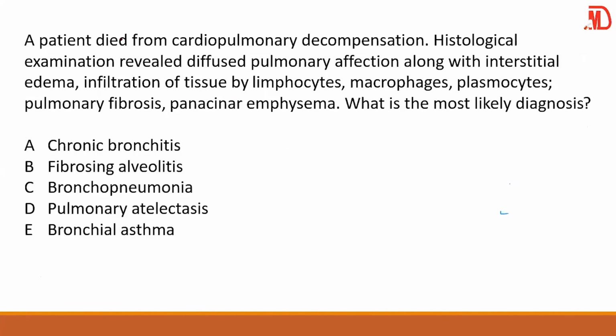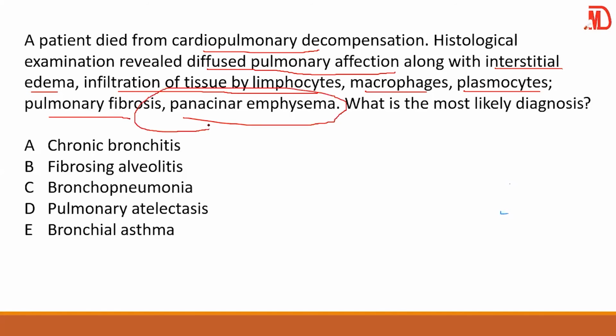Good. A patient died from cardiovascular pulmonary decompensation. Histology revealed diffuse pulmonary affection along with interstitial edema, infiltration of tissue by lymphocytes, macrophages, plasmocytes. That is, there is inflammation going on. Pulmonary fibrosis and pan-acinar emphysema. What is the most likely diagnosis? Again, you are thinking of interstitial pneumonia.